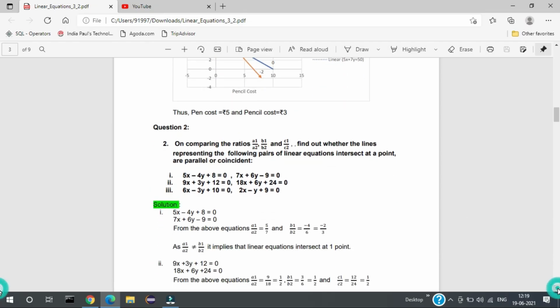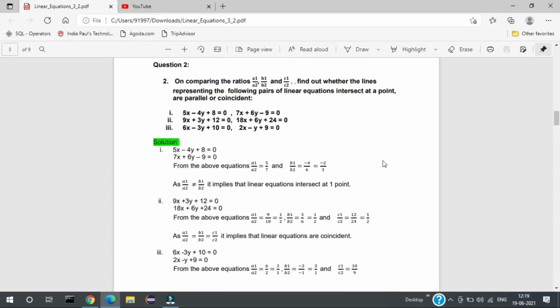Next, coming to the second question. Question number 2. I am comparing the ratios a1 by a2, b1 by b2 and c1 by c2. Find out whether the lines representing the following pairs of linear equations intersect at a point, are parallel or coincident. So we are given two linear equations. From those two linear equations, we have to find whether those lines are intersecting lines or parallel lines or coincident lines. We will now find out.